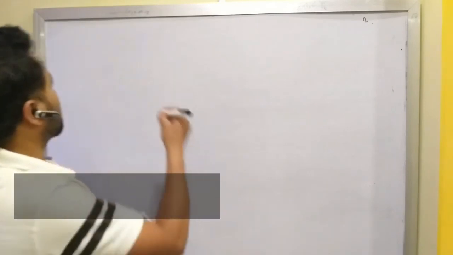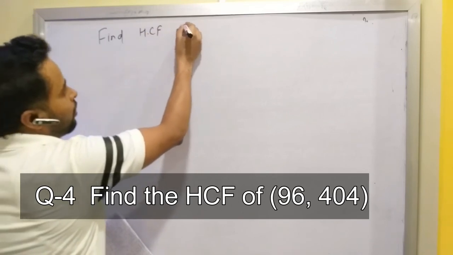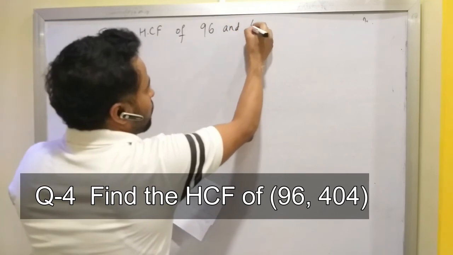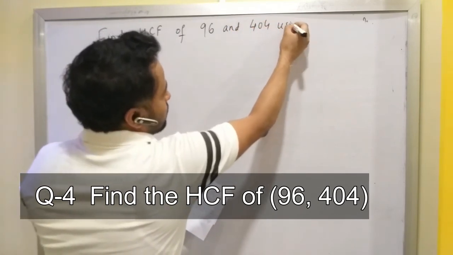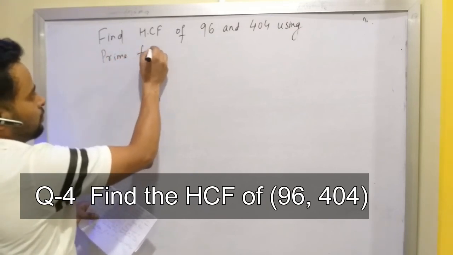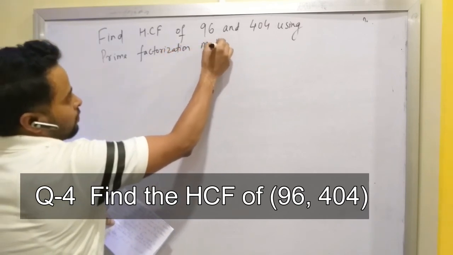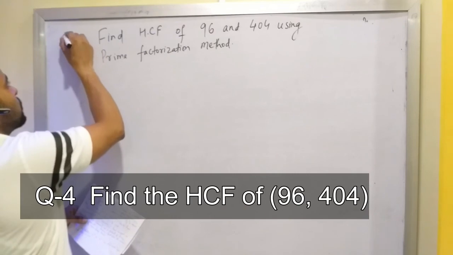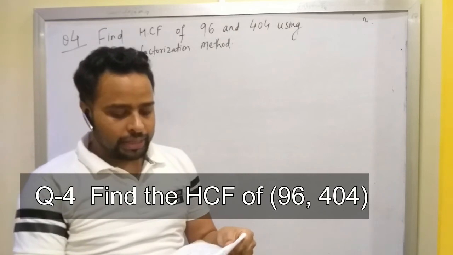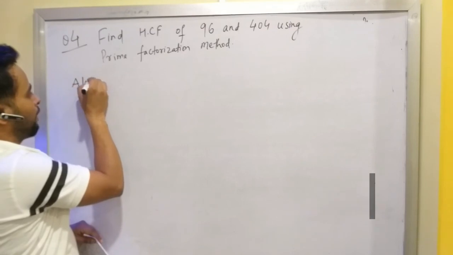Fine, students. Find the HCF of 96 and 404 using the prime factorization method. So this is question number 4, very important. Using the prime factorization method, find the HCF, also find the LCM.